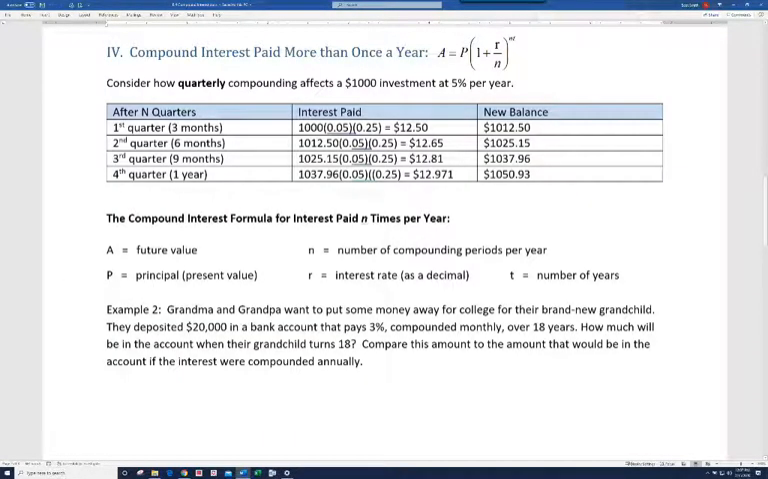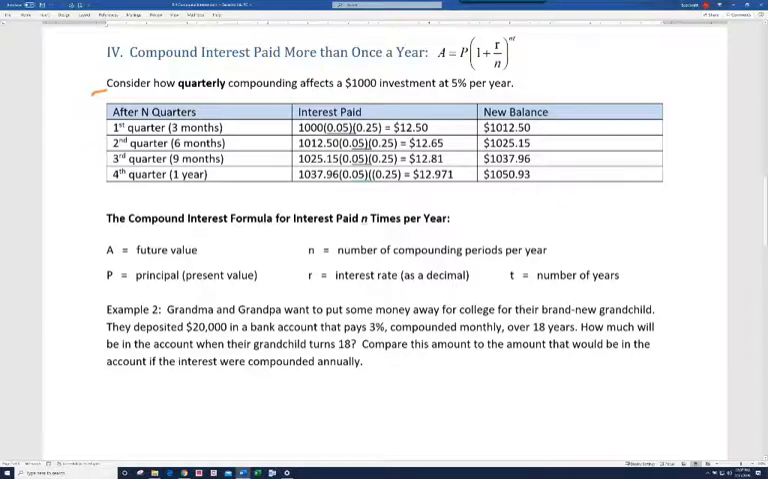So now, that was for interest compounded once a year. What if it's compounded more frequently? So we'll look at an example here. Consider how quarterly compounding affects a $1,000 investment at 5% per year.